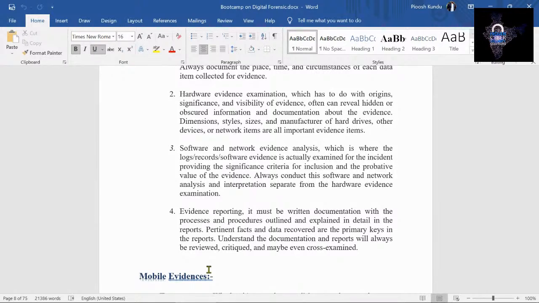The fourth is evidence reporting. It must be written and documented, with the process and procedure outlined and examined in detail in the reports pertaining to the facts and data recovered, which is the primary key in the reports. Understand that the documentation and reports will always be reviewed and critiqued, and may even be cross-examined.